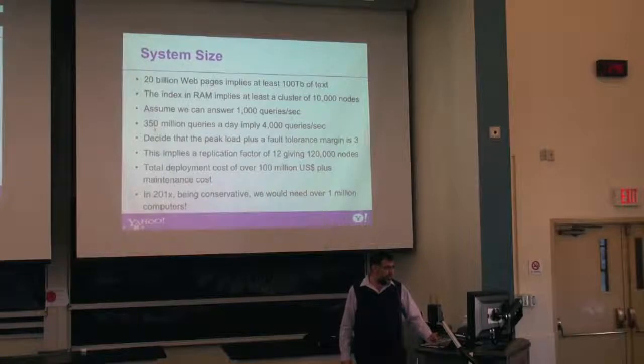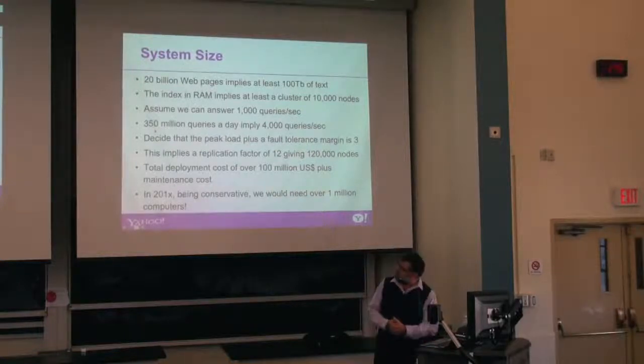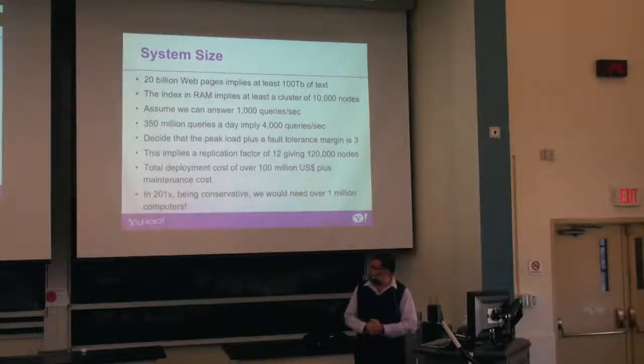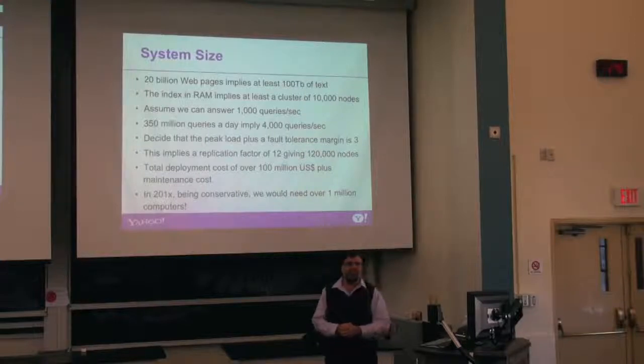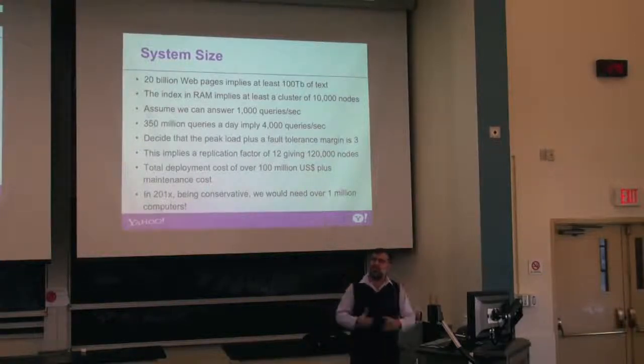So suppose you need to answer not 1 billion queries, but you need to answer 350 million queries per day. That will be about 4,000 queries per second. But of course, by Murphy's law, the load is not uniform. At some point in the day, you have more queries. At night, you will not have so many queries.